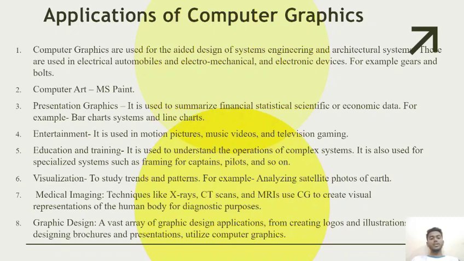Computer graphics are used for computer aided design systems of engineering and architecture systems. These are used in automobiles and electromechanical and electronic devices, for example, gears and bolts. Computer art, for example, MS Paint. And presentation graphics are used to summarize financial, statistical, scientific, or economic data, for example, bar charts and line charts.